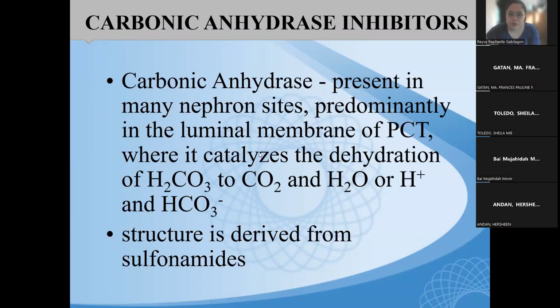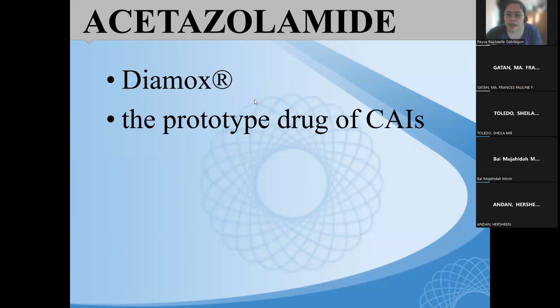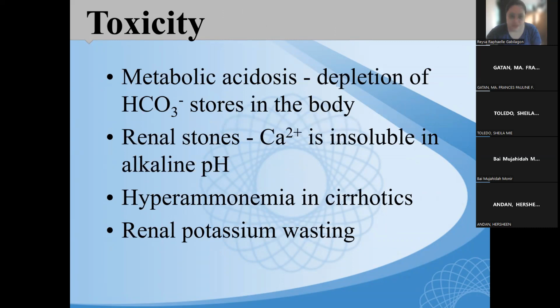So again, we started with carbonic anhydrase inhibitors. From the name itself, that is the mechanism of action. They increase urine volume by inhibiting the carbonic anhydrase enzyme, leading to the excretion of sodium as well as bicarbonate ion. However, since we are going to excrete the bicarbonate ion, the patient may experience metabolic acidosis.